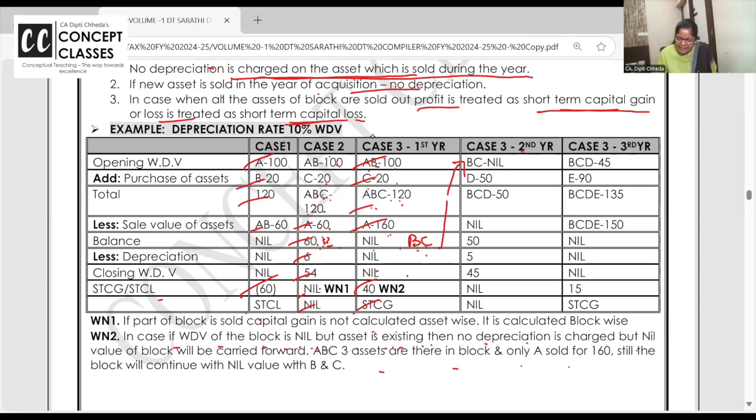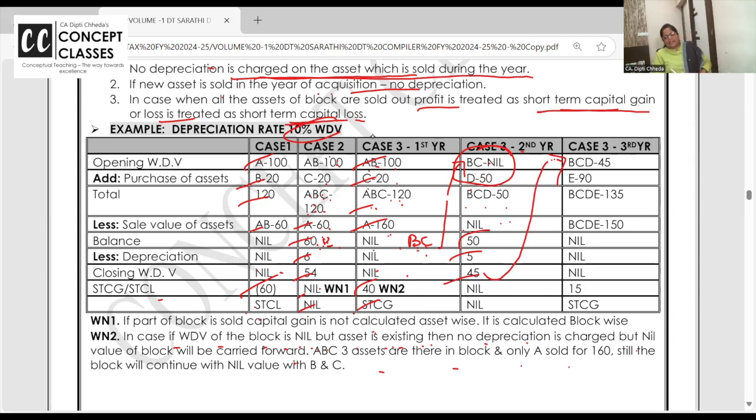Case 3, second year, next year. D is added, 50. B, C, D all are 50. Nothing is sold. What's the closing WDV? 50. Charge depreciation 10%, 45. Done. Again, bring this 45.